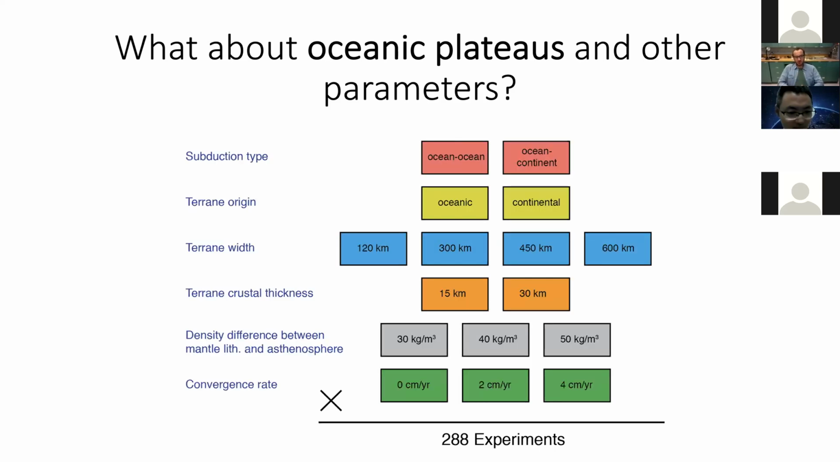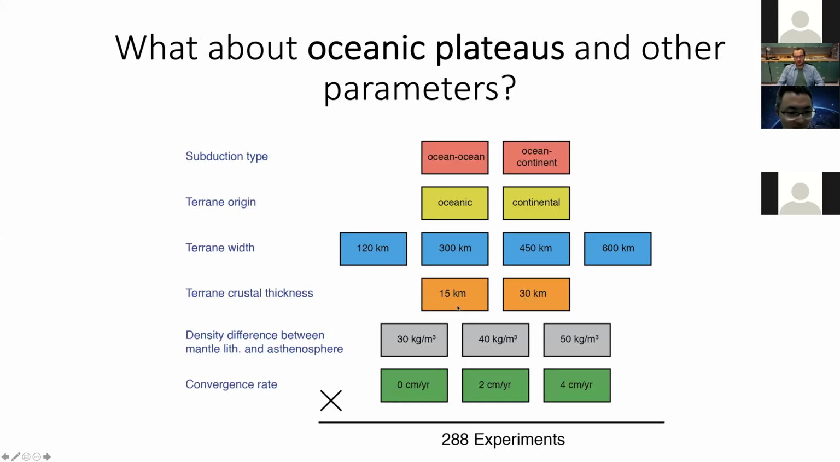So we tested different parameters. In the previous experiments, we saw only an ocean-ocean, or interoceanic, subduction setup. But this time we also tested ocean-continent subduction zones. Originally it was continental terrains, so we tested oceanic terrains as well. Again, the same terrain width, but this time we also tested 15-kilometer thick crustal thicknesses too. Originally these models were showing 30-kilometer thick terrain crust.